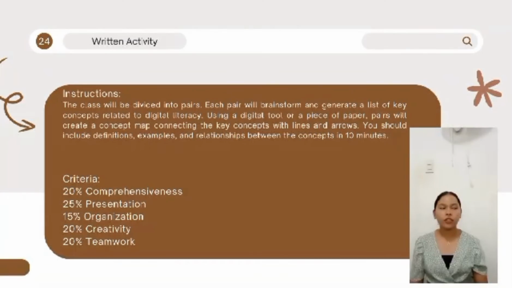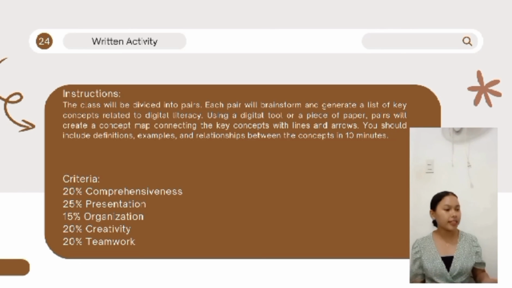Thank you. So for our written activity class, I will divide you into pairs. Each pair will brainstorm and generate a list of key concepts related to digital literacy. So using a digital tool or a piece of paper, pairs will create a concept map connecting the key concepts with lines and arrows. You should include definitions, examples, and of course, relationships between the concepts in 10 minutes.